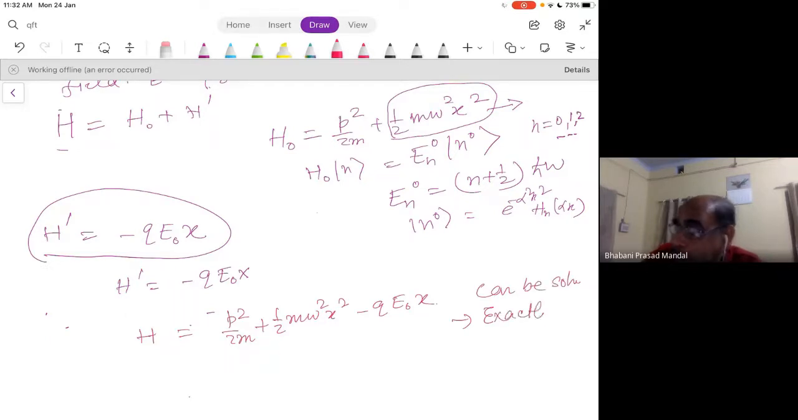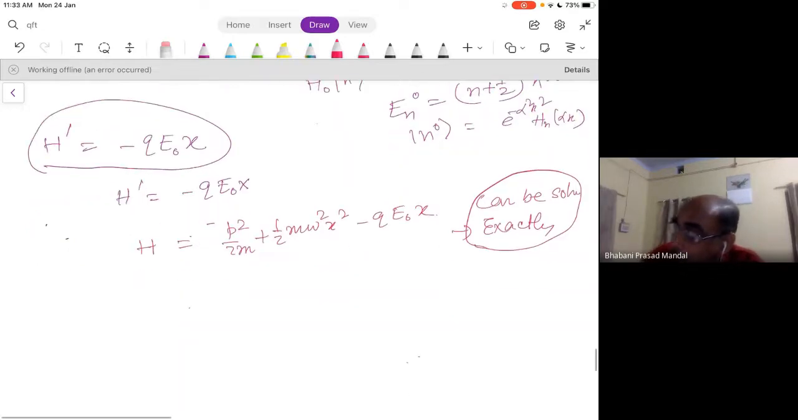So there is no need of perturbation, but still we'll do this to verify that our perturbation technique also gives the correct result. Because we are first learning perturbation, we'll consider an example which can be solved exactly. How? As Sonal said, you can write this as p square by 2m plus half m omega square, and if you take half m omega square common, then this will be x square, and this will be 2q E0 by m omega square x, right?